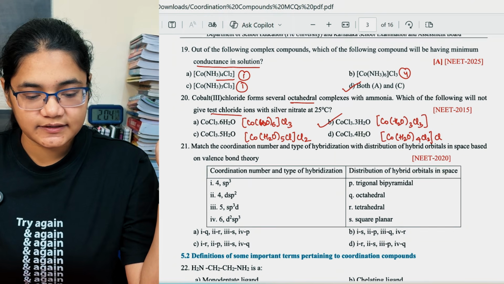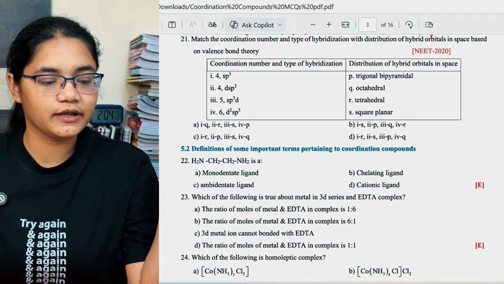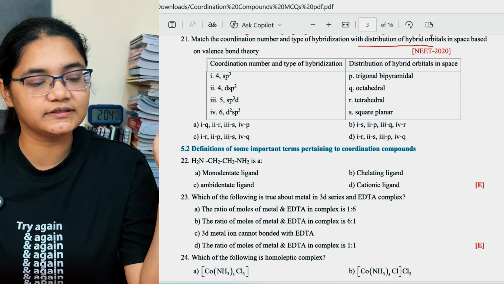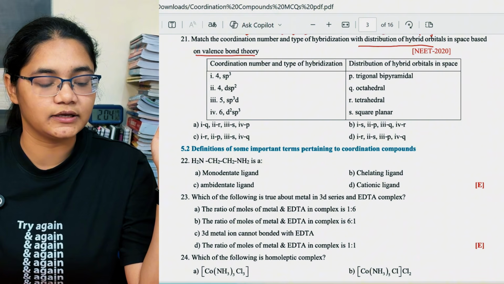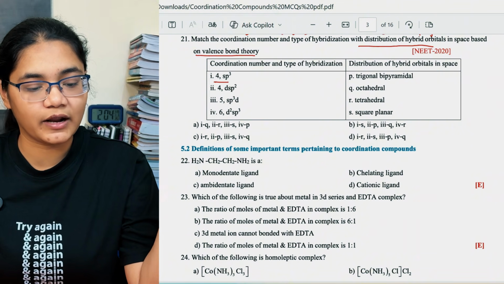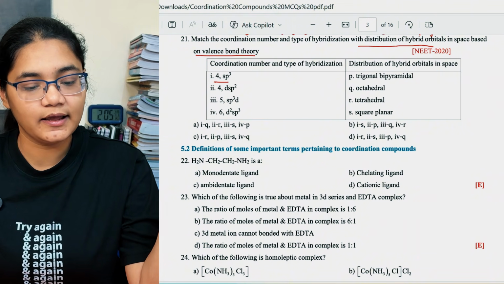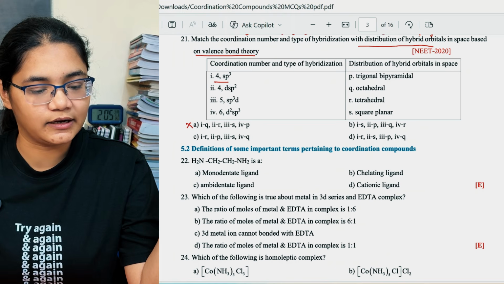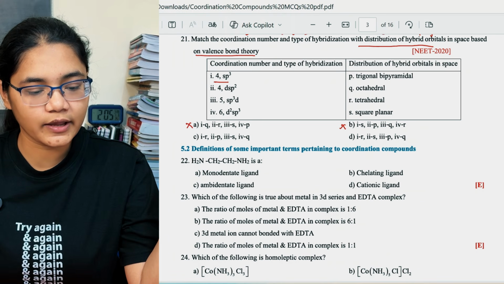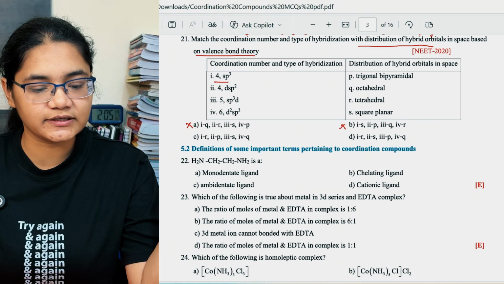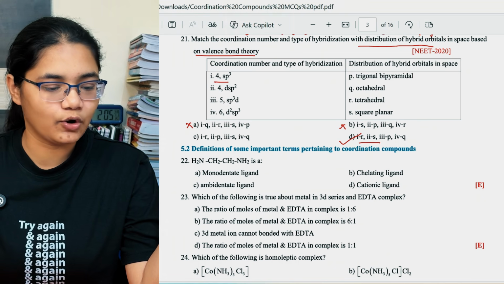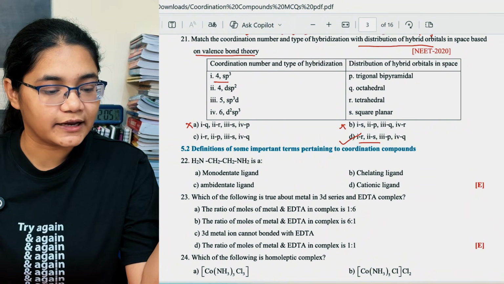Next question is match the coordination number and type of hybridization with the distribution of hybrid orbitals in the space provided on the valence bond theory. So if you have coordination number 4 and type of hybridization sp3, then the distribution of hybrid orbitals will be in the tetrahedral geometry, right? So 1 will be R, so I can eliminate these two. Next is dsp2, which is square planar, so 2 has to be S, so I can have only this particular option.